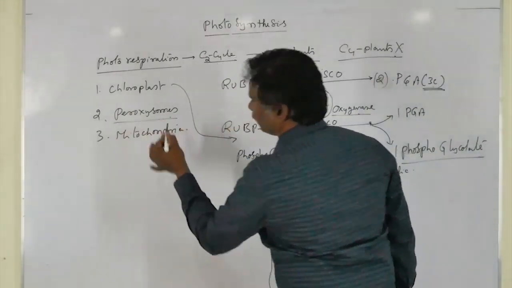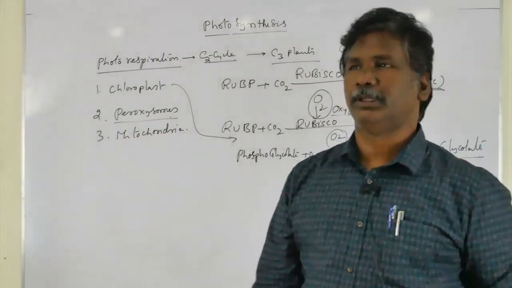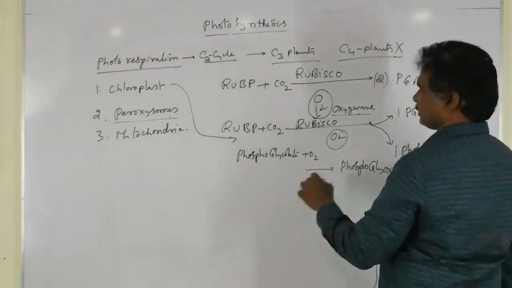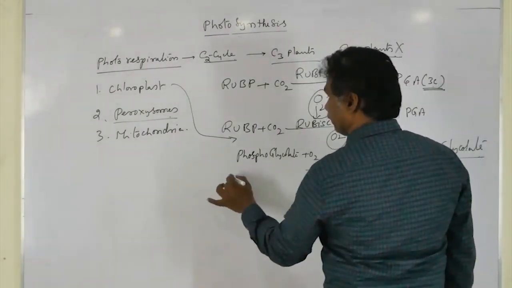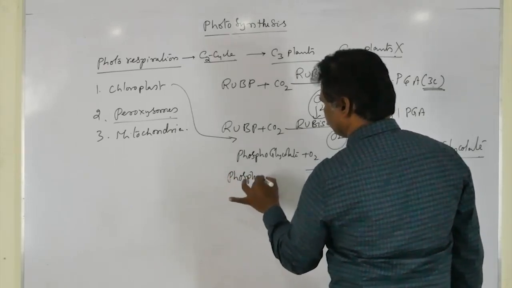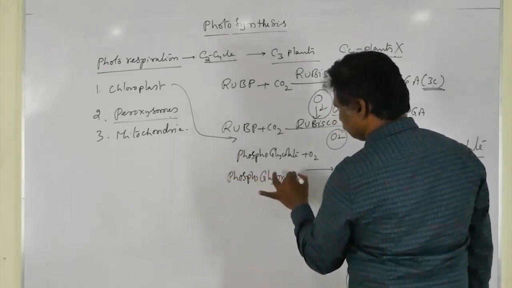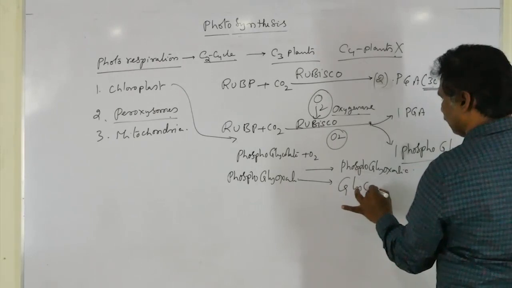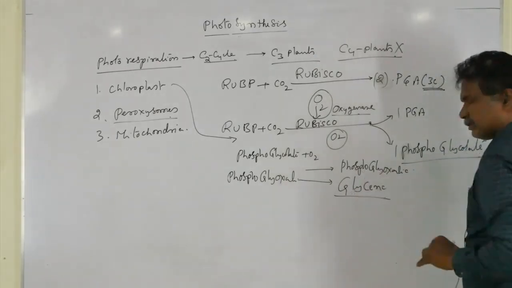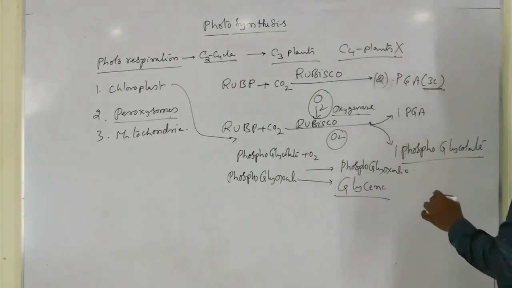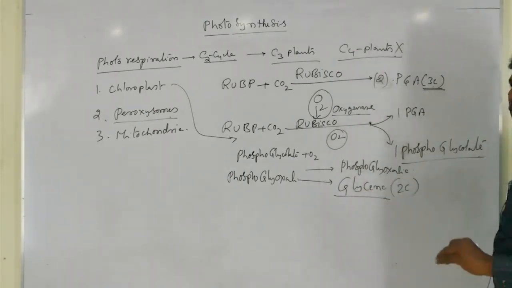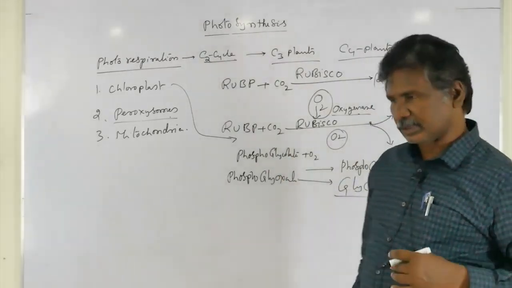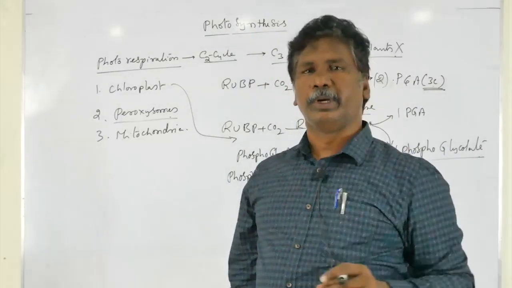That phosphoglyoxalic acid enters the next cell organelle, which is the peroxisome. In the peroxisome, the glyoxalate is converted into another amino acid, called glycine. That glycine has 2 carbons, that's why it is called the C2 cycle. Glycine is an amino acid containing only 2 carbon atoms.